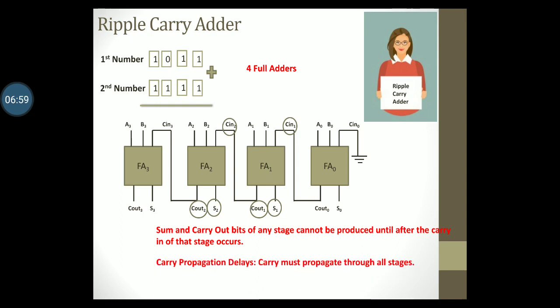This delay in getting the answer is called carry propagation delay, and it happens since the carry bits must propagate or ripple through all the stages before the sum bits are valid. This is a major disadvantage of the ripple carry adder.